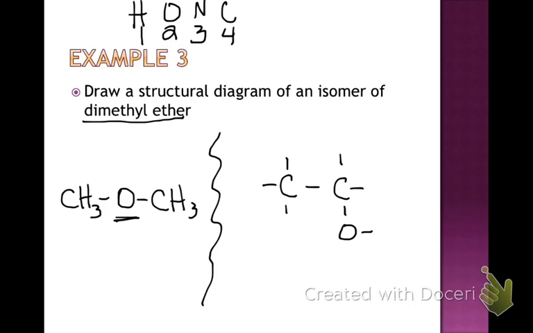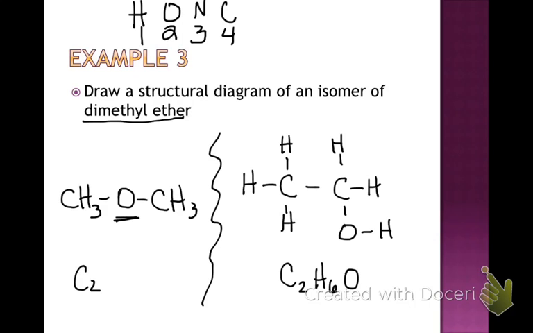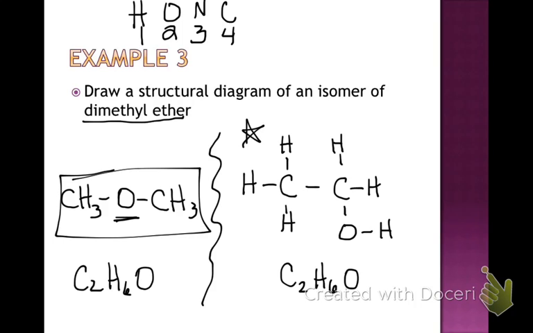Okay. So now I'm making sure I follow the HONC 1, 2, 3, 4 rules. Each of the carbons can have 4 bonds, the oxygen has 2, and we'll put in the hydrogens. So I have 1, 2, 3, 4, 5, and 6 hydrogens there. So this condensed formula will be C2H6O, and the same thing is over here, C2H6O. So this is a correct answer. I can't draw this original one because it's what the question had given me. I need an isomer which has a different structure.